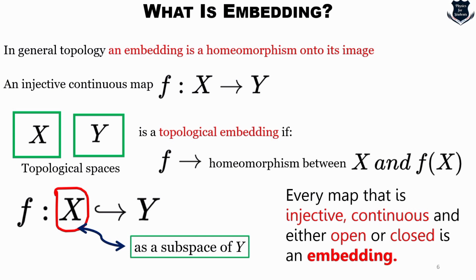However, there are also embeddings which are neither open nor closed. We are not taking those into account. It can be a topological invariant, but those things we are not taking. Now, injective, you know what it is. Continuous also you know. Either open or closed is also what you know. You can go to my previous videos in topology, which I just made. Open and closed sets, open ball, closed ball, everything I have discussed.